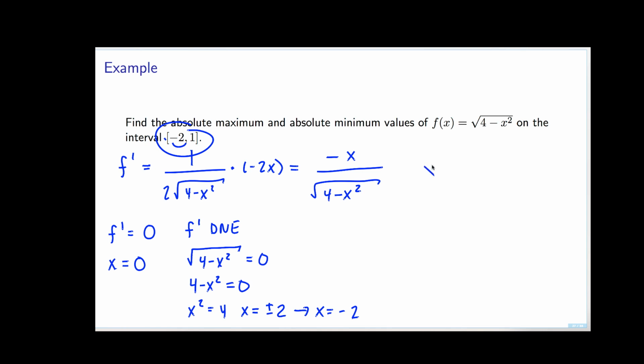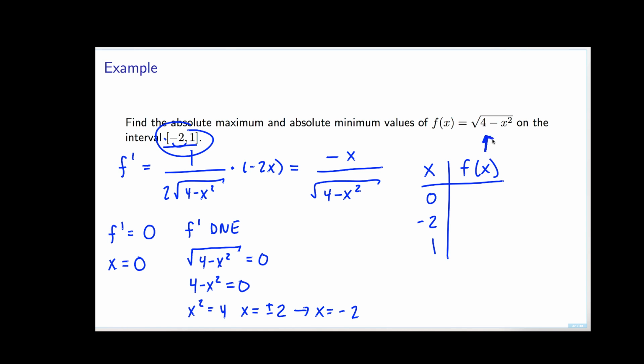So we'll set up our chart. So again, we need to find the values of our function at our critical points and at our endpoints. So our critical points, we had 0 and negative 2. And then our endpoints were negative 2, which was also our critical point, and 1. And again, we don't need to worry about that critical point at x equals plus 2 because that's not part of the interval that we're considering.